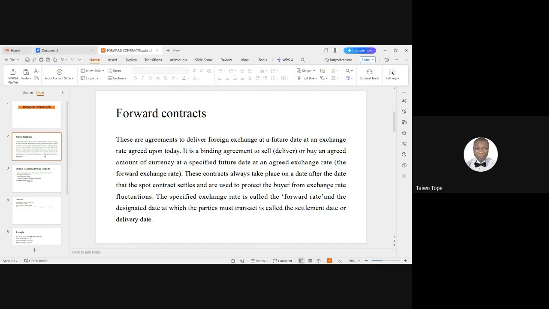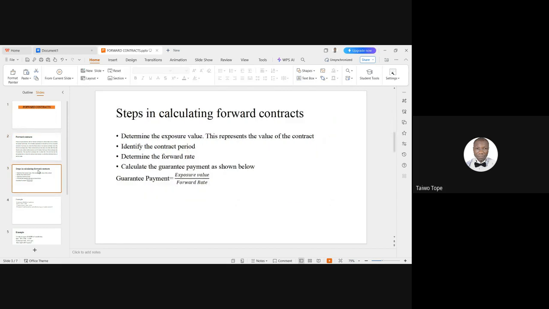There are various steps you must note in trying to solve questions on forward contracts. Number one, you must determine the exposure value. That is the value you are expected to receive or pay. And this represents the value of the contract.